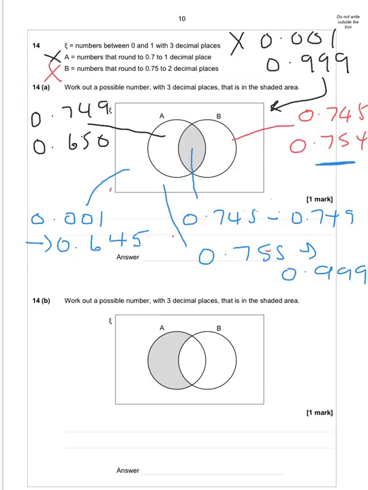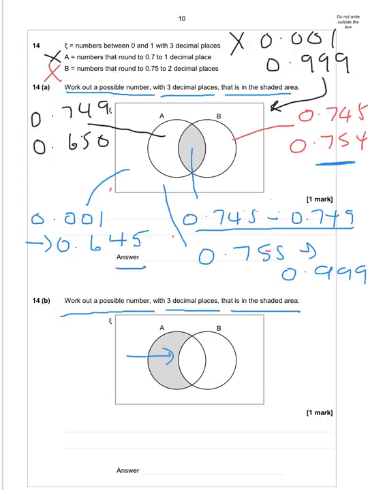But as I'm limited for space, I've had to fill a lot of detail in big text. So my answer for the first one, which says work out a possible number with 3 decimal places that is in the shaded area, it's going to be anything from that set, and that's going to be my answer that goes here. Okay, it says also here work out a possible number with 3 decimal places that is in the shaded area here. That is going to be all of these numbers here.